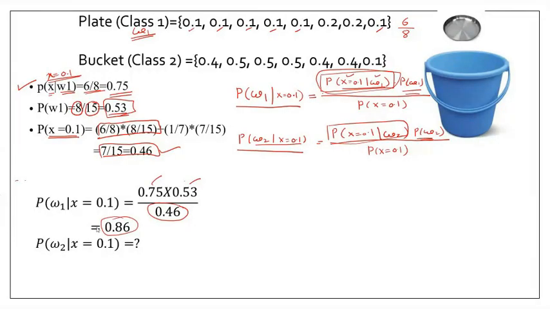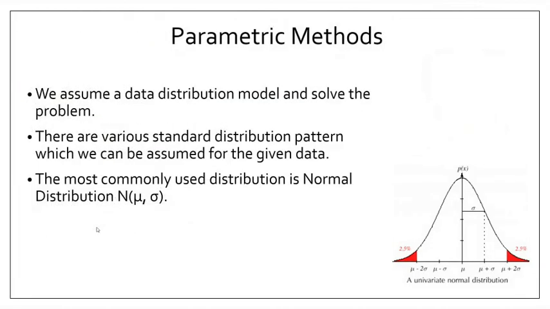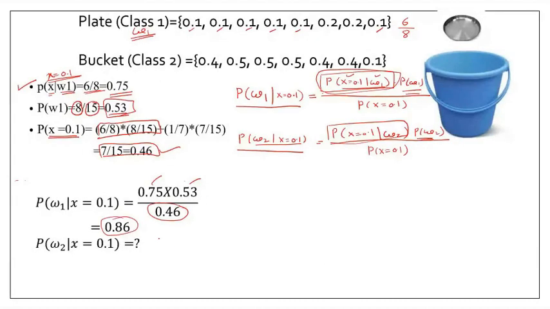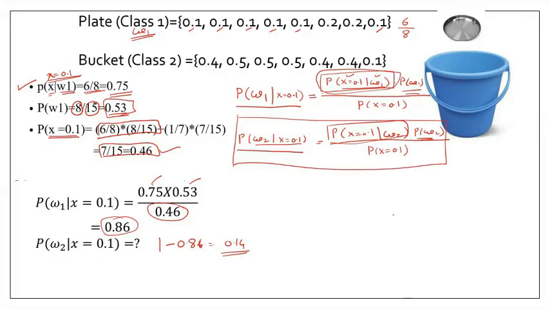Now what is the chance that it belongs to the category bucket? You can do this very easily. Since this is a two class problem, I can just subtract 0.86 from 1, so this will be 0.14. Or you can solve this. Try to solve this for your betterment, so that this will explain how you can do this.